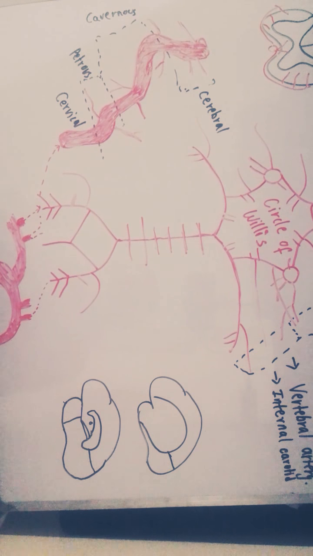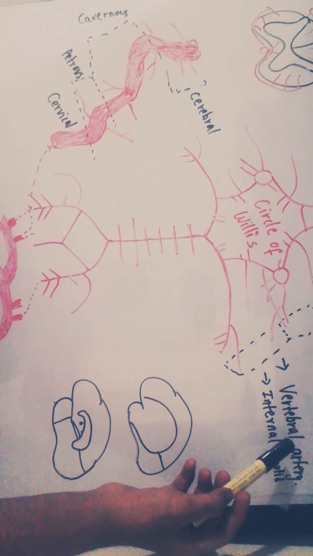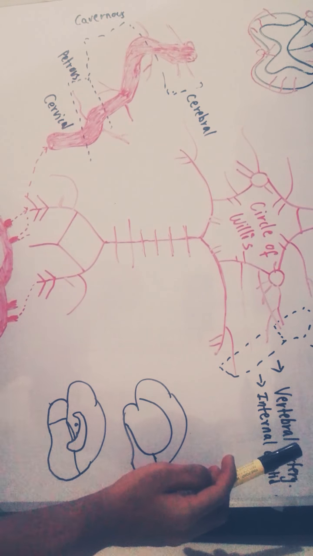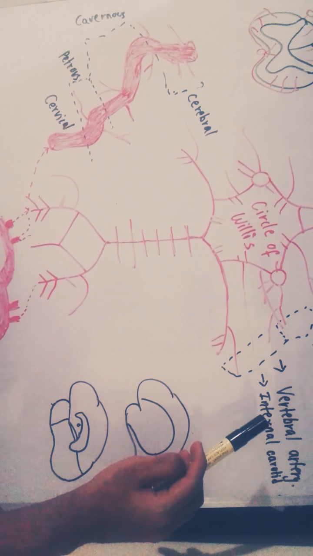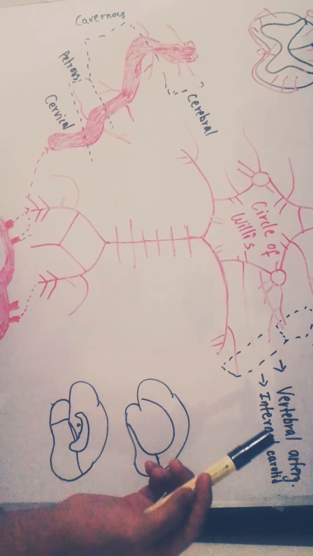This is the video on the circle of Willis. The circle of Willis is formed by the union of the vertebral artery and the internal carotid artery. Vertebral artery is the branch of the first part of the subclavian artery, and internal carotid artery is the branch of the common carotid artery. Common carotid artery bifurcates into the external and internal at the upper border of the thyroid cartilage.